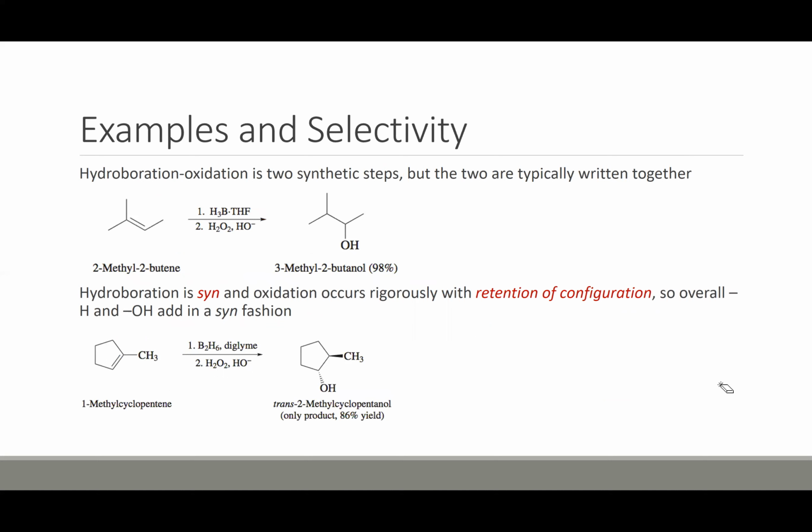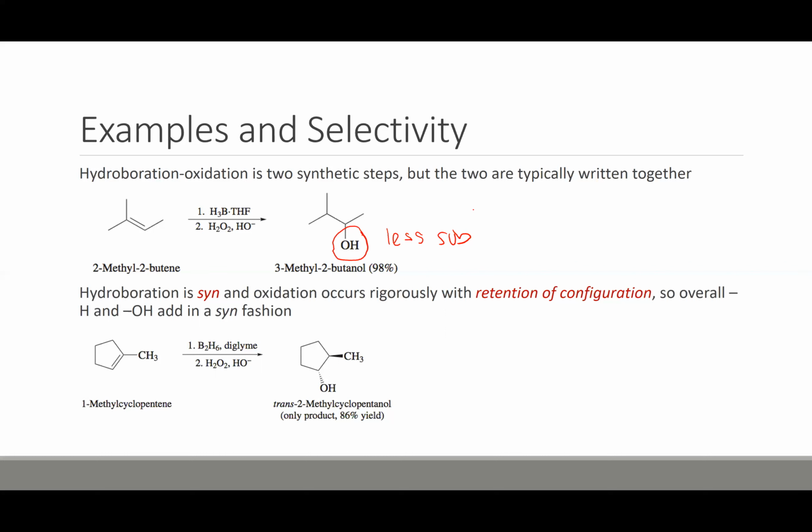Again, this is a 2-step process. We have to do the first reaction with your boron group, followed by the oxidation reaction with your hydrogen peroxide. However, they are typically written together. And again, they always result in the OH ultimately being in the less substituted position.